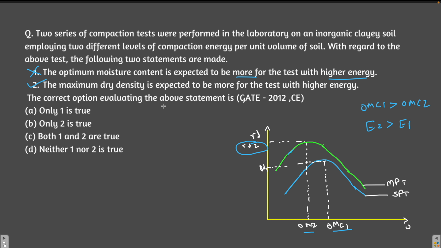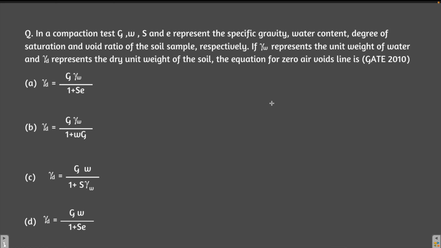The correct option evaluating the above statements: only one is true? No, one is false, so this is wrong. Only two is true. This is the correct one. If the second one is correct, then all the others are false. So this was asked in GATE 2012. Now let's proceed to the next question.